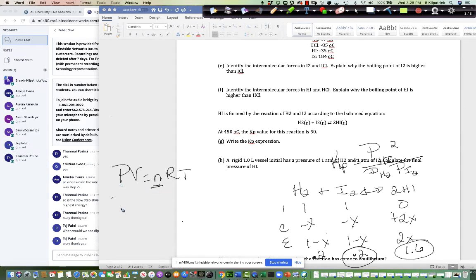So if your pressure is 0.2, your volume is 1, N is going to be what you're looking for. And then your temperature, it's 450 degrees Celsius. That's actually 723 in Kelvin. So once you solve for the number of moles, you're going to get 0.033.